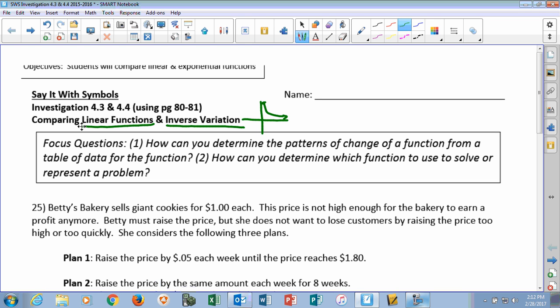And then, of course, the other big difference between the two was the inverse variation has no intercepts, where a linear does. So that's what we're going to be working on in this section here.